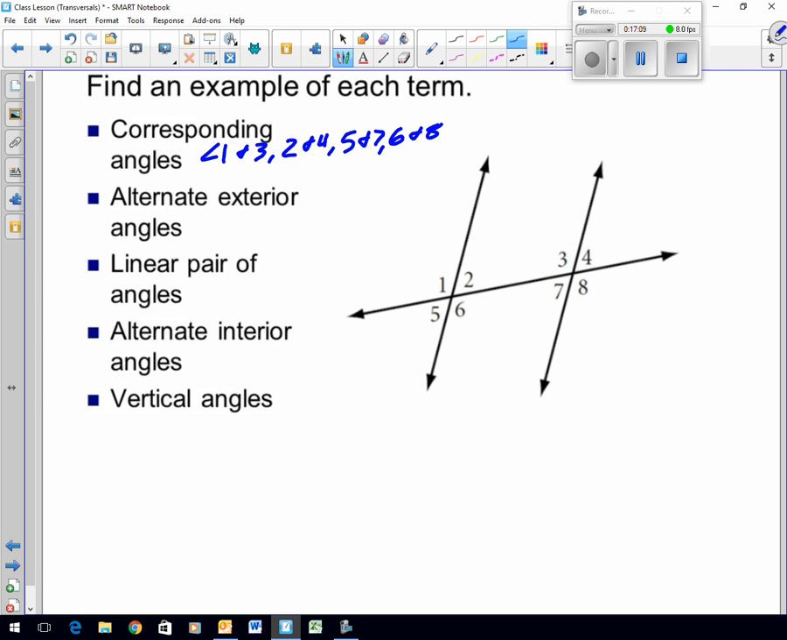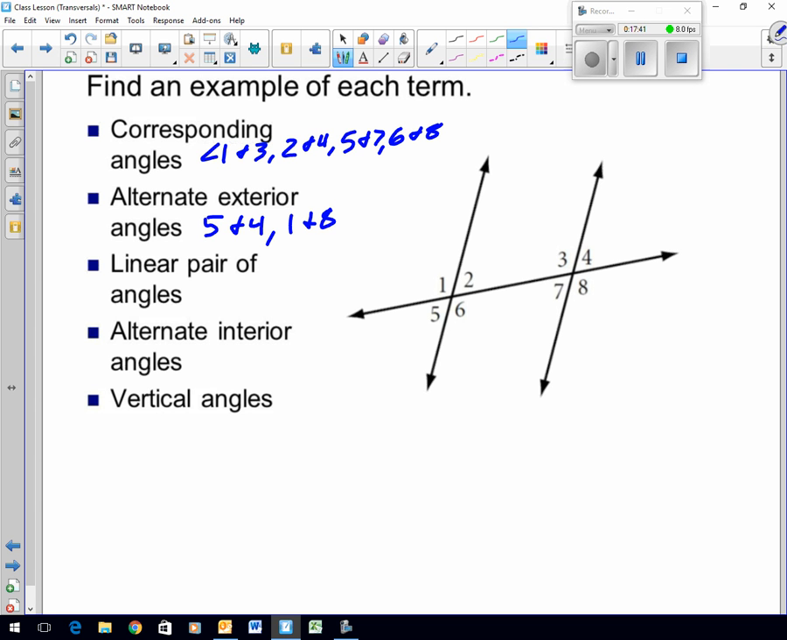Okay? You see that. Guys, exterior, if your lines are like this, is whatever's on the outside. 1, 5, 4, and 8. So, of 1, 5, 4, and 8, what's a pair that's on different sides of this line? 5 and 4. What's the other pair going to be? 1 and 8. Perfect. 5 and 4, 1 and 8.